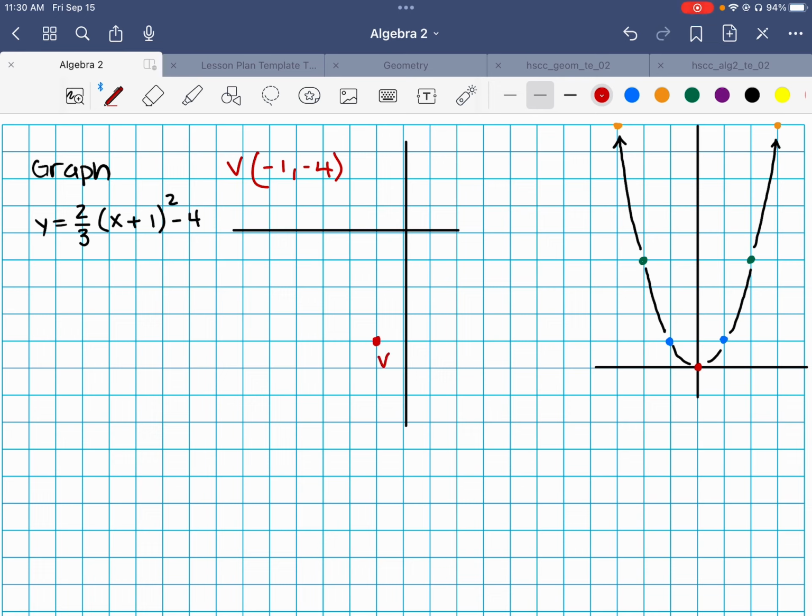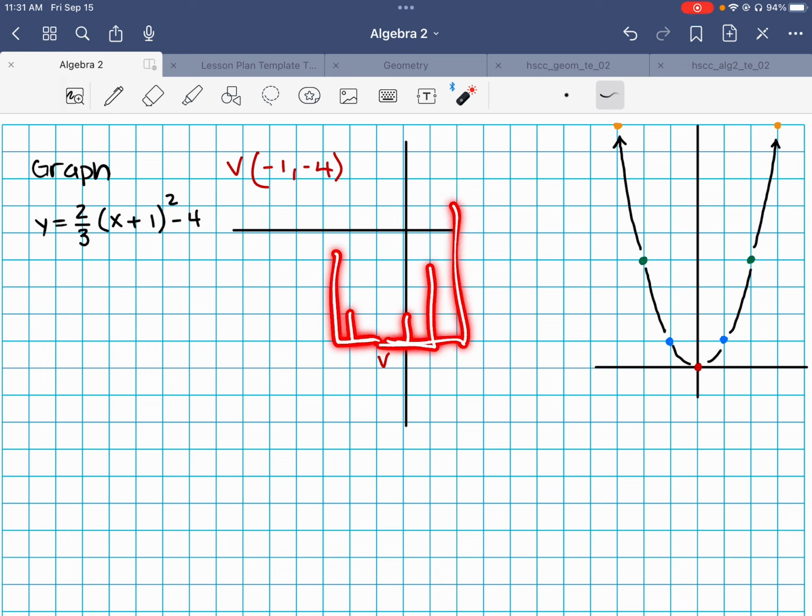Now, after the vertex, normally what would happen is the graph would go right 1, up 1, left 1, up 1, right 2, up 4, left 2, up 4, right 3, up 9, left 3, up 9. But what we're going to do is not use these numbers explicitly, but use them with the 2/3 as well. So instead of going right 1, up 1, left 1, up 1, we multiply that by 2/3.